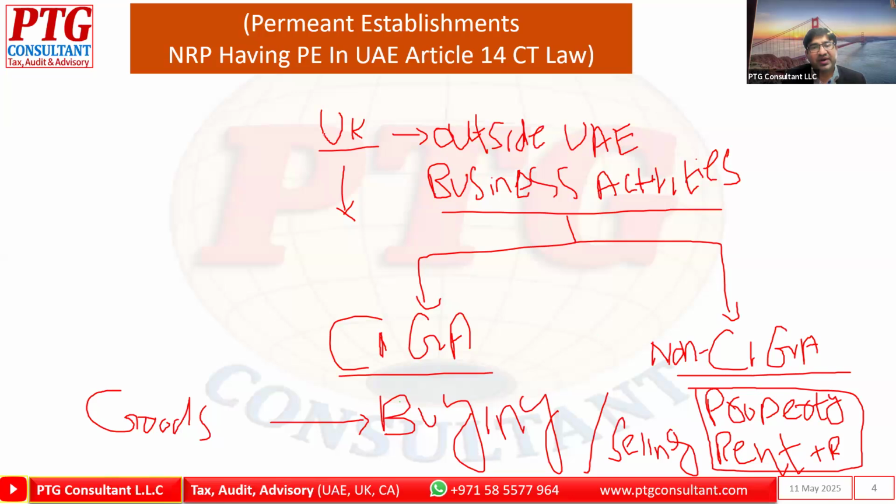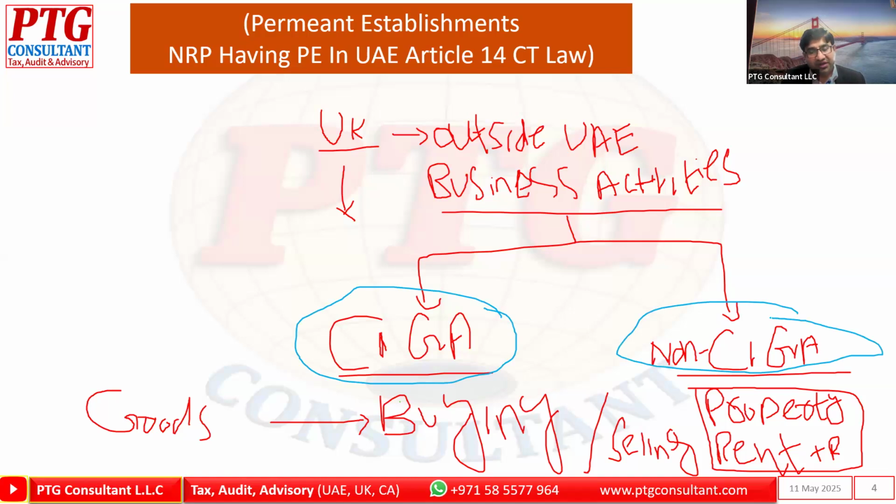So now we are coming back to our main point, where we are saying the UK company is buying property in UAE or doing business in UAE. So what do we have to identify? We have to see whether this activity, what he is doing, is his primary activity or non-primary activity. Primary means core income generating.